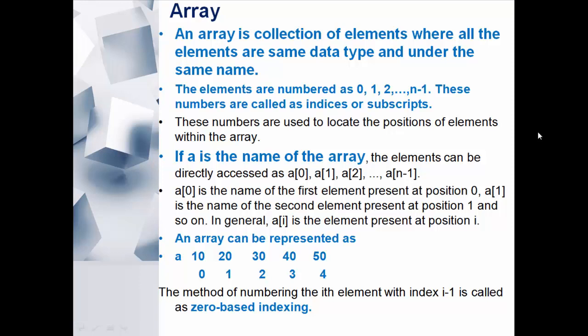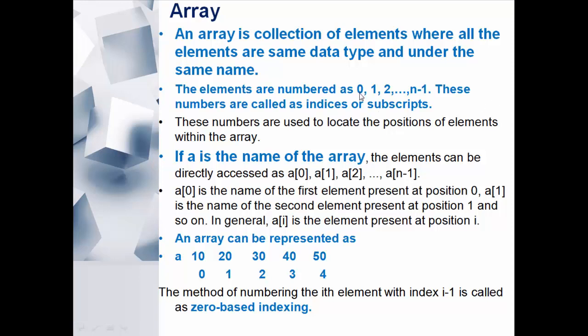So it is a collection of homogeneous data elements where all the elements are of the same data type and under the same name, and the elements are numbered as 0, 1, 2, and so on up to n minus 1. These are called subscripts or indices. Each element has its own subscript value. So the array index always begins from 0.